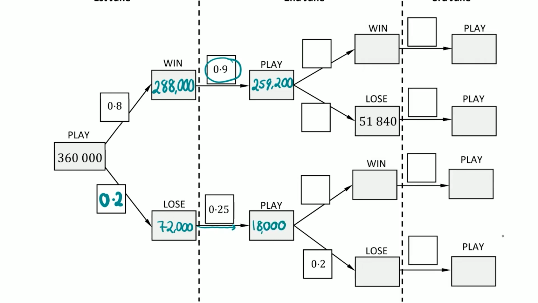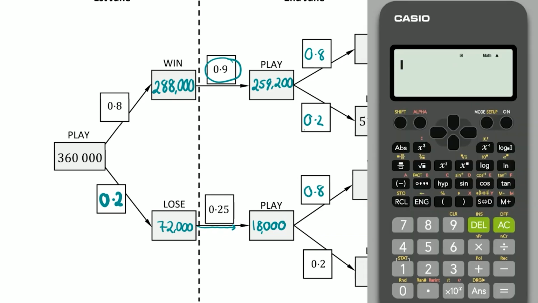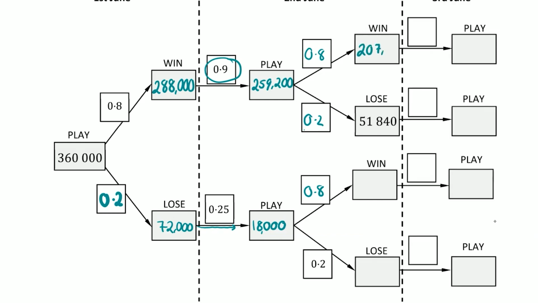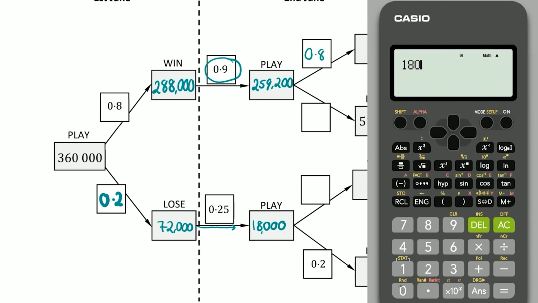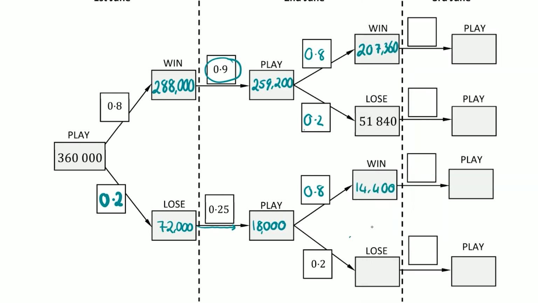Now again, when they play, 0.8 will win and 0.2 will lose. Again, 0.8 will win and 0.2 will lose. So let's work out 259,200 multiplied by 0.8, and that is 207,360. And down here we have 18,000 multiplied by 0.8, which is 14,400. 18,000 multiplied by 0.2, which is 3,600.